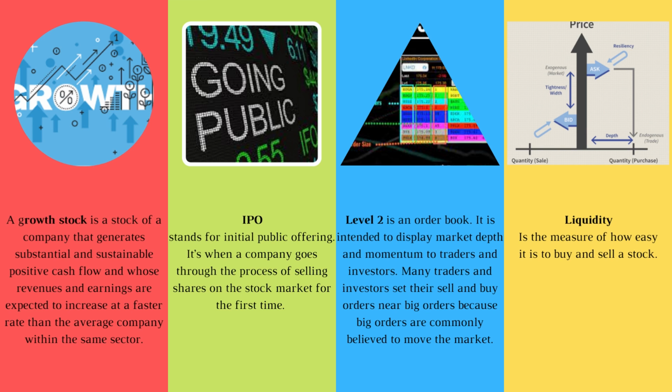Level 2 is an order book. It is intended to display market depth and momentum to traders and investors. Many traders and investors set their sell and buy orders near big orders because big orders are commonly believed to move the market. Liquidity is the measure of how easy it is to buy and sell a stock.